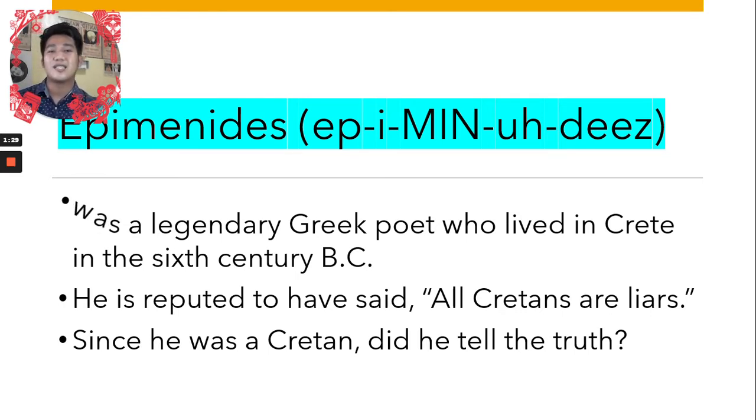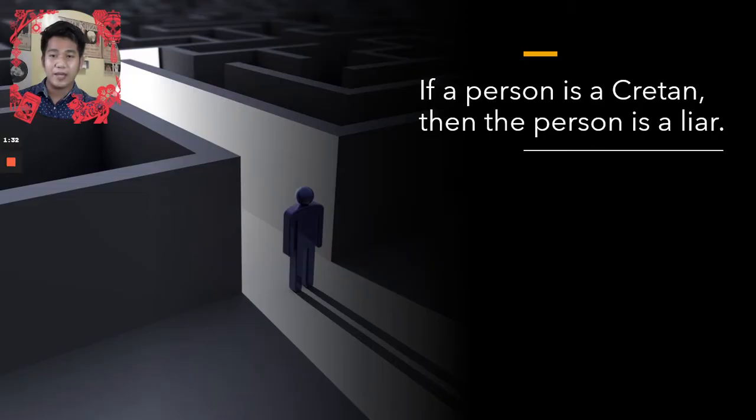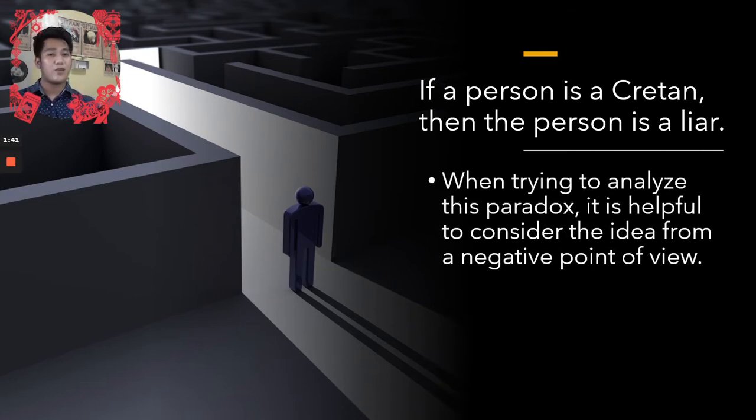Now with this statement by Epimenides, if a person is a Cretan, then the person is a liar. And with this if-then statement, let's say we analyze it. We are very conscious, we are very doubtful of the statement from him, a Cretan stated as a liar. So we cannot easily believe in him, right? So this is just a paradox. It will give us confusion, okay? So we have to deal with it or analyze it.